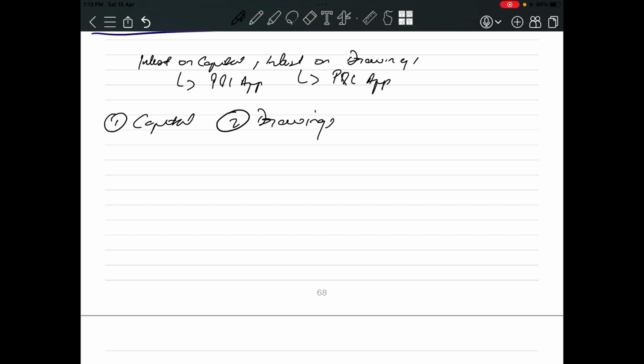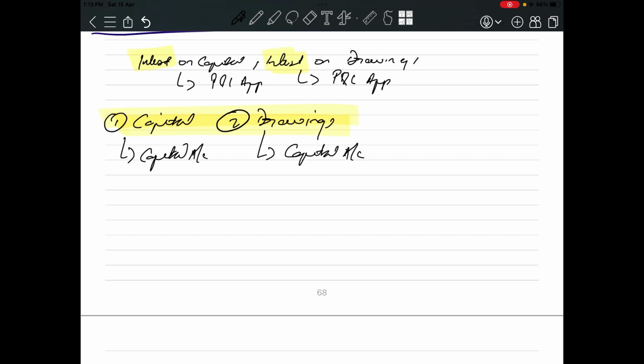We have discussed interest, but what about the main thing, capital and drawings? Now see, this capital is an item of capital account. It will go to the capital account of a partner. This drawings is also an item of capital account.